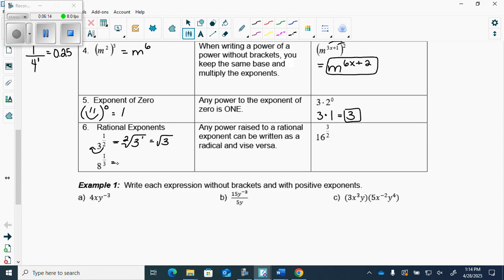What's this one going to be? 8 to the 1/3. What's 8 to the 1/3? Cube root of 8 to the 1, which is just cube root of 8, or 2. Okay, 16 to the 2/3. What's that the same as?